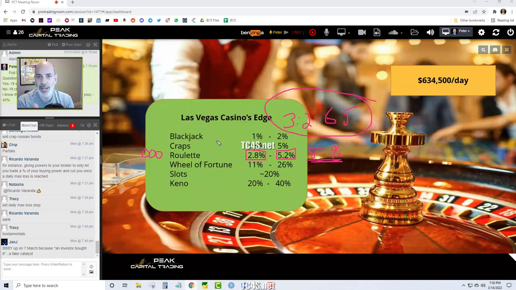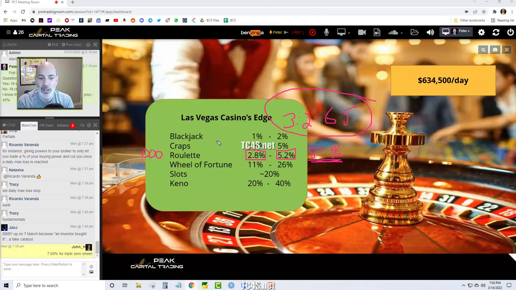Your edge in trading doesn't have to be anything fancy. You know what your edge could be? Your edge could be knowing your trade book better than anyone else on the planet and executing.